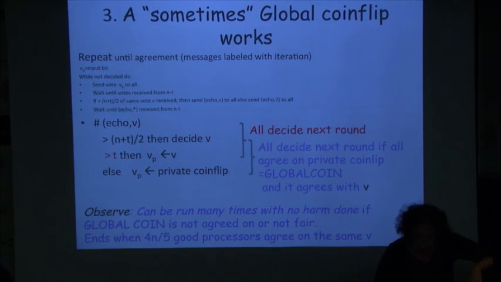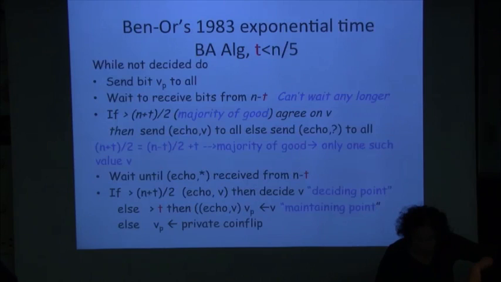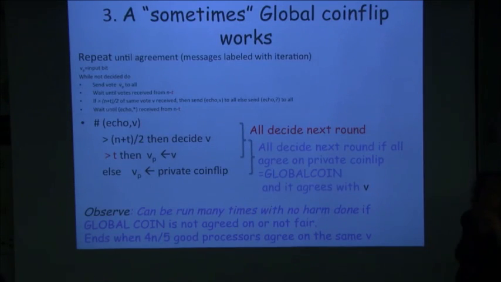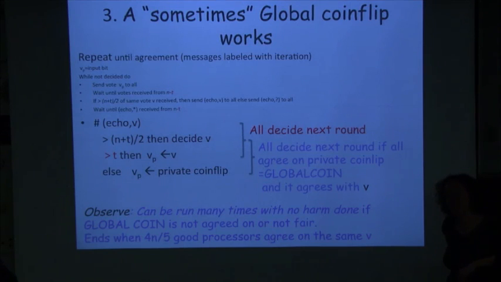If you go back to this algorithm, you see, the only way you'd send an echo with a bit is if a majority of the good guys agree on that bit. Yeah, so you can never have two different bits sent by good processors. Two different good processors are not going to send two different bits in the echo stage. Oh, I see. Okay. But bad guys might. All right.